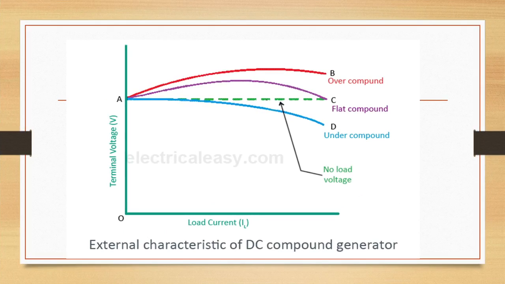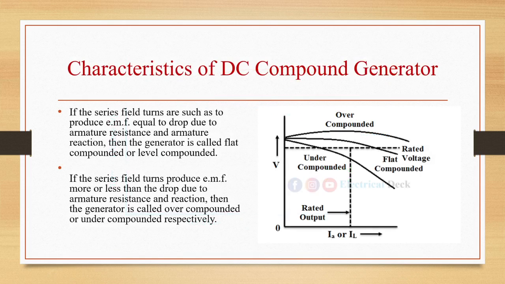This is the external characteristic of a DC compound generator. AB, AC and AD show the over compound, flat compound and under compound characteristics. The dotted green line shows the no load voltage. We are plotting a curve between IL and terminal voltage, and there will be three characteristics here: over compound, flat compound and under compound.